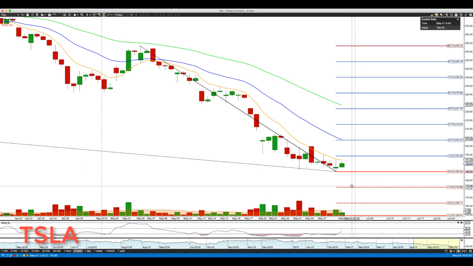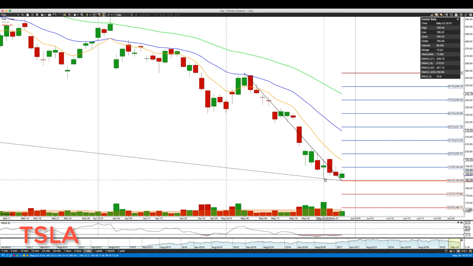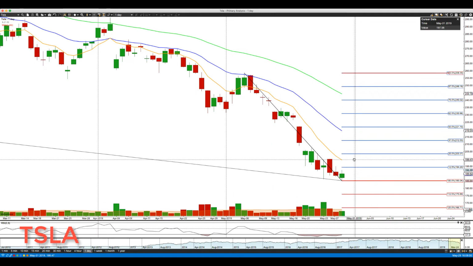Below that, the minor levels coming in at new 175.88 and 166.71. Now let's take a look at that daily chart. So here we have that daily chart. You see slightly lower low on the swing low.